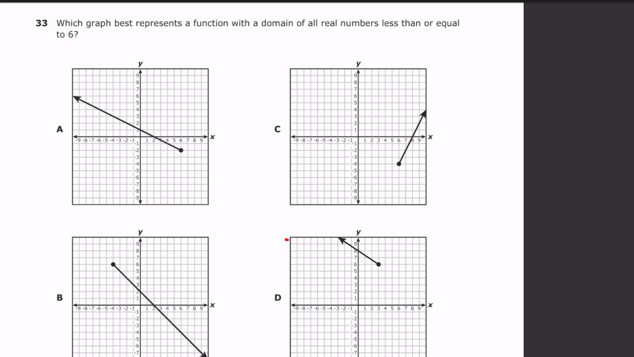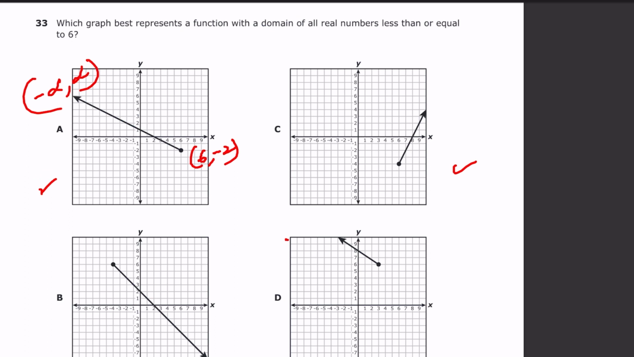Now next, 33rd problem. Which graph best represents a function with the domain of all real numbers less than or equal to 6? So now in this problem we are having four graphs. We'll see where 6 is there for the domain, that is on the x-axis, where we are getting that point where we have started or where it is ended. We'll just see whether we're having 6 or not in the domain. So here you're having the first one, 6 comma minus 2, and here it is going to minus infinity, infinity. So in these two choices it is having 6 on the x-axis.